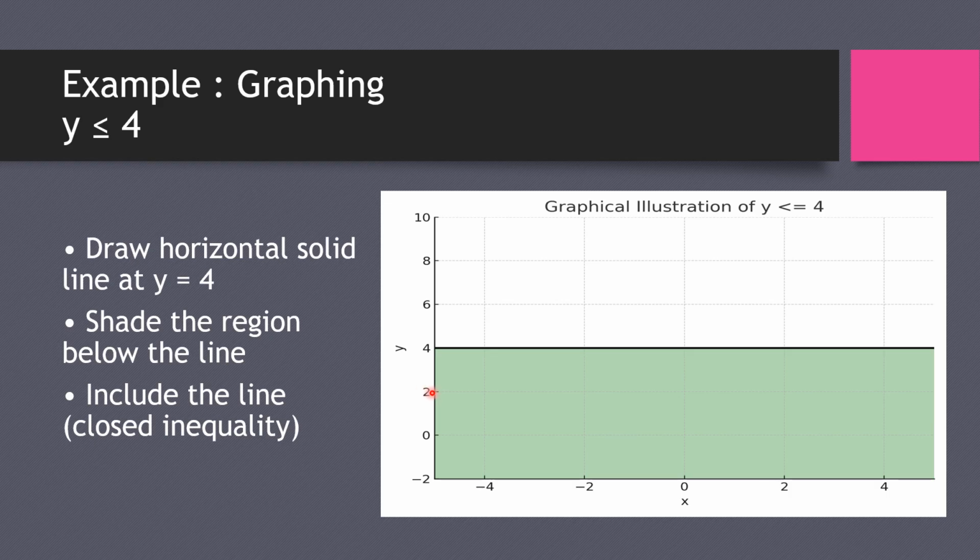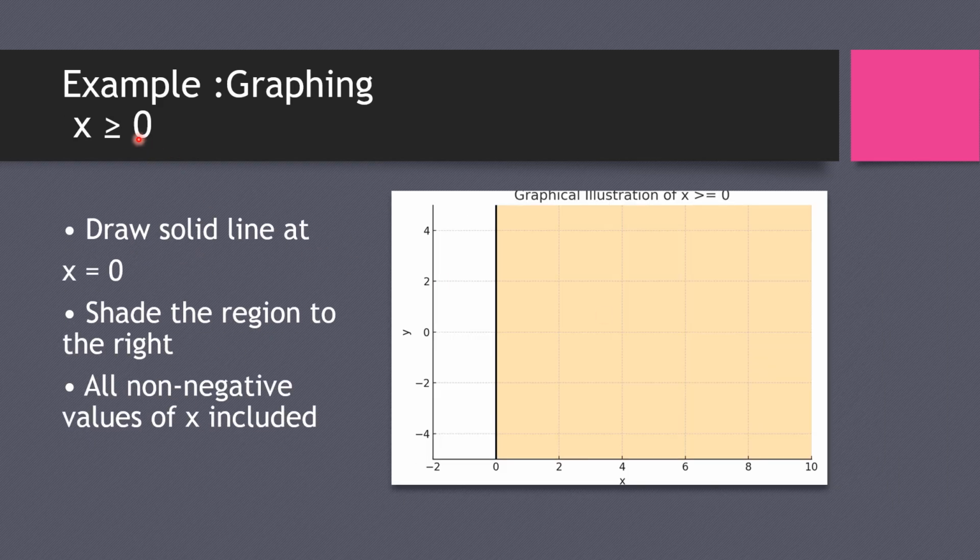Good. And you can test values and see. You can take this point here, x is 0 and y is 2. When you put 2 here, 2 will be less than or equal to 4, indicating that we are talking about the range of values from 4 and below.